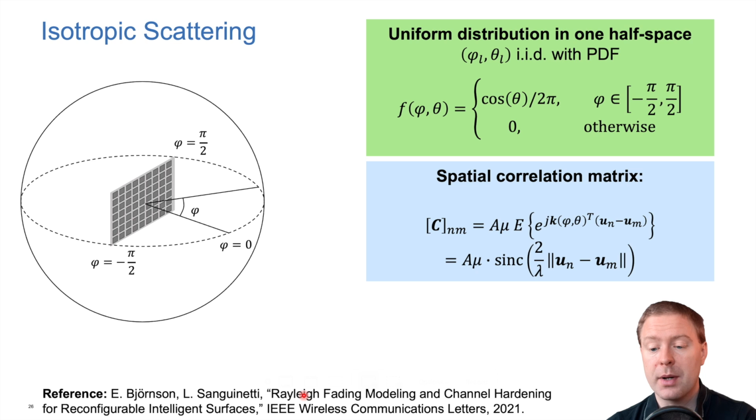We do it in this paper here. We get A times mu times the sinc function of 2 divided by lambda multiplied with the distance between the two antennas that we are comparing. So the spatial correlation in the complex Gaussian or Rayleigh fading model will be determined by how close the two elements that we are considering are to each other.